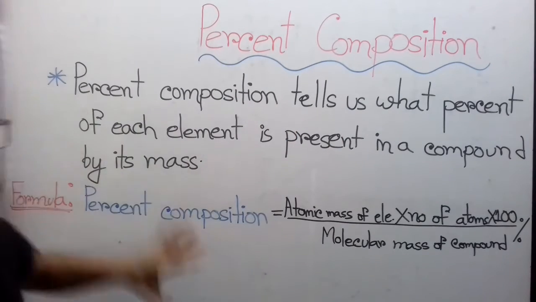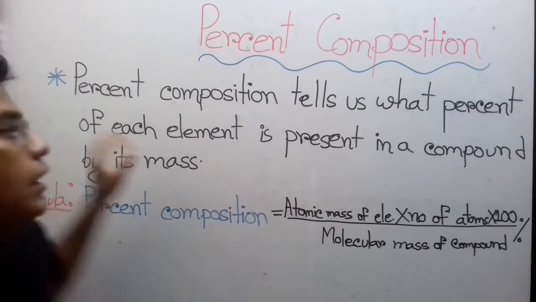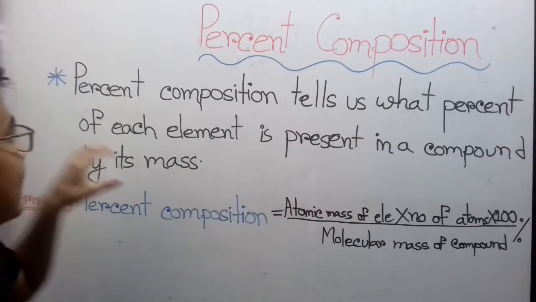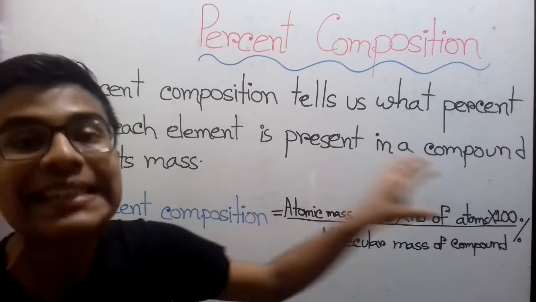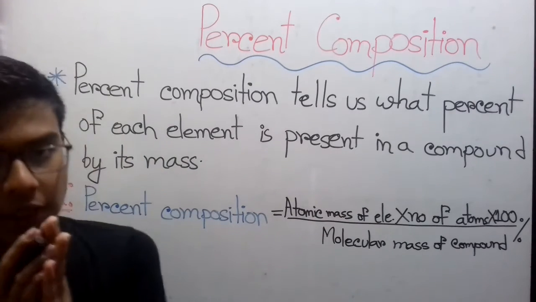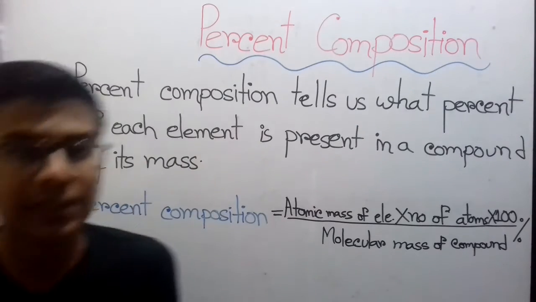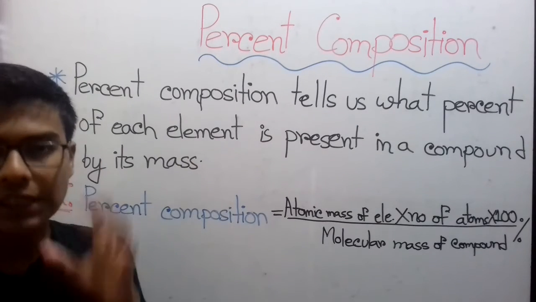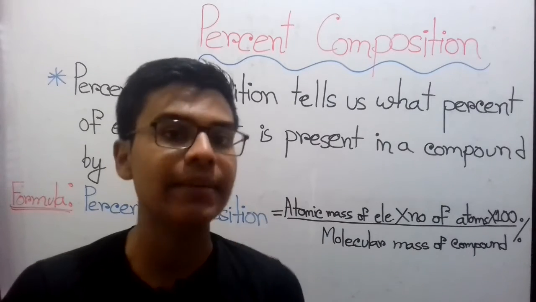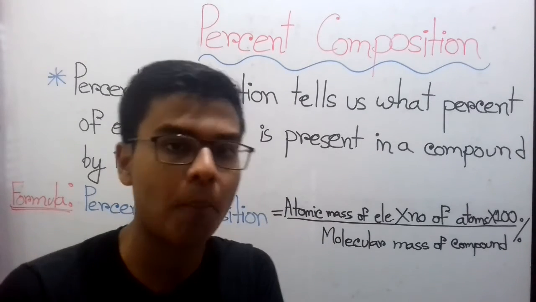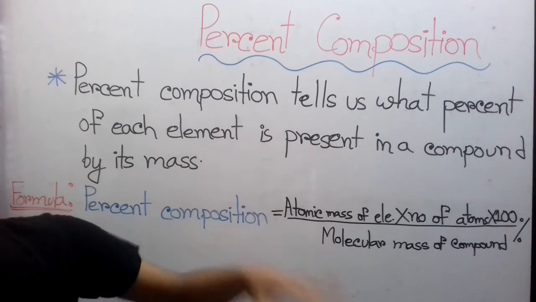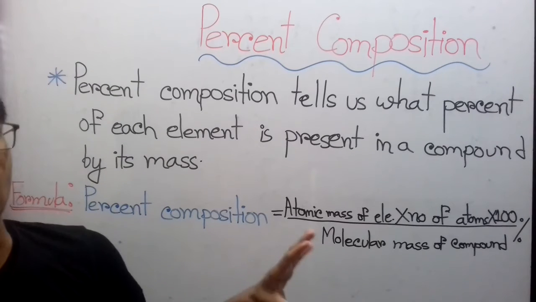Here I have written a short definition. Percent composition tells us what percent of each element is present in a compound by its mass. That means percent composition tells us what percent of each element is present in a compound by its mass, so we are going to determine it with the help of mass numbers.